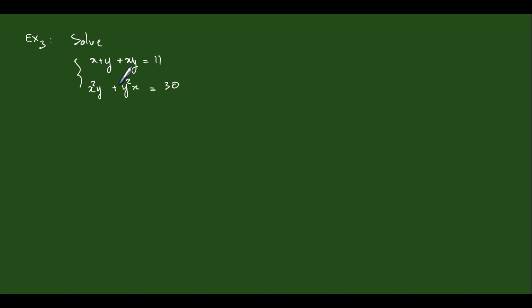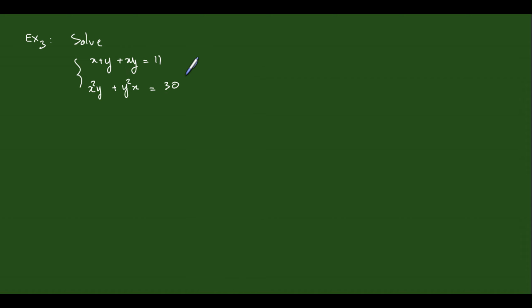So if substitution doesn't work and elimination doesn't work, then we have to consider the naming new variable method. The naming new variable method will make your system simpler. But what are we going to name?